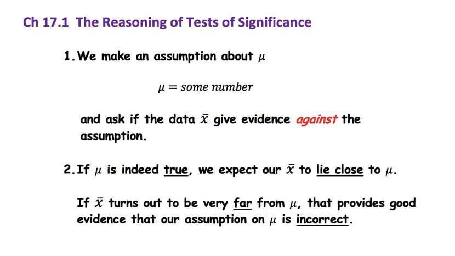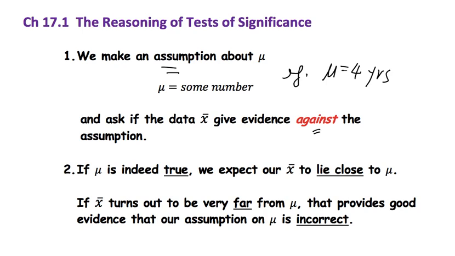So first of all, we make an assumption about the population mean. So mu is some number. For example, everybody says that it takes 4 years to finish college. So mu is 4 years. And then as a researcher, I don't believe that mu is 4 anymore. I think mu is bigger than 4. So what I would do is I'll go out and collect data, and then my data will hopefully give me some good evidence against the assumption.